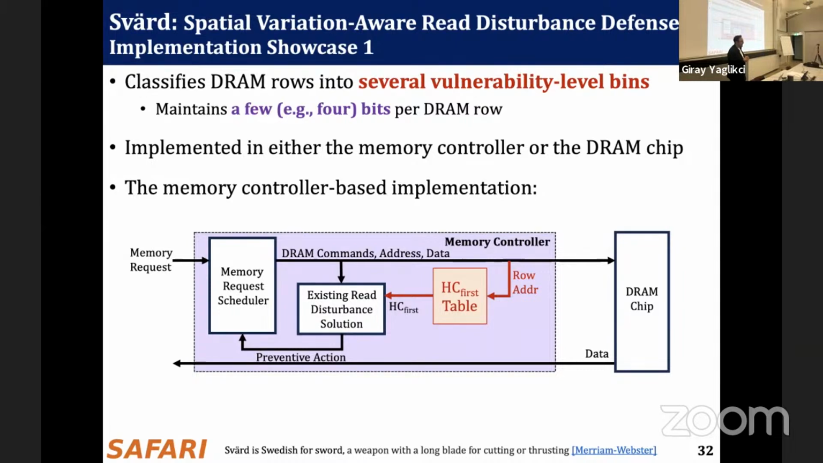Is the row's vulnerability relatively constant, or would it change with different data patterns or with time? So it changes with data patterns. That's part of the profiling process. Should I repeat the question? Maybe I should repeat the question. So the question is, does a DRAM row's read disturbance vulnerability change over time or with data patterns or somehow?